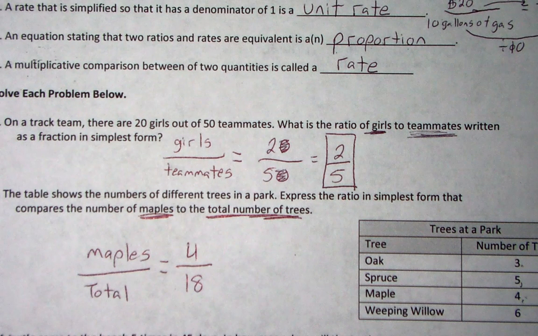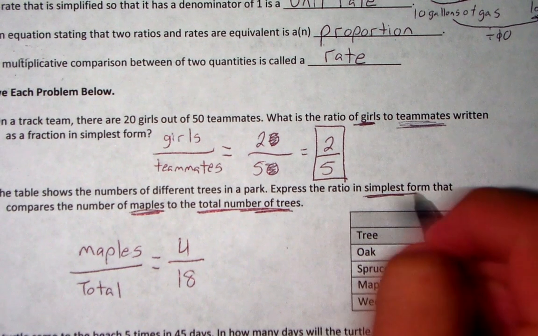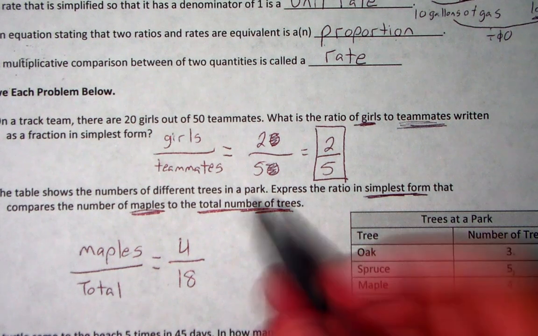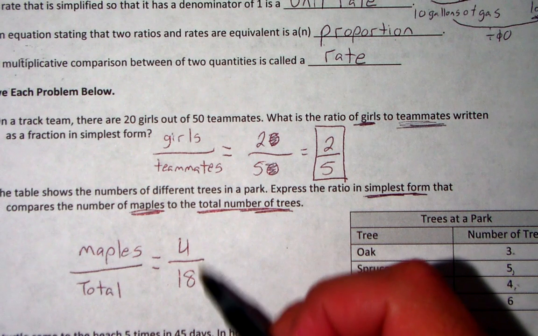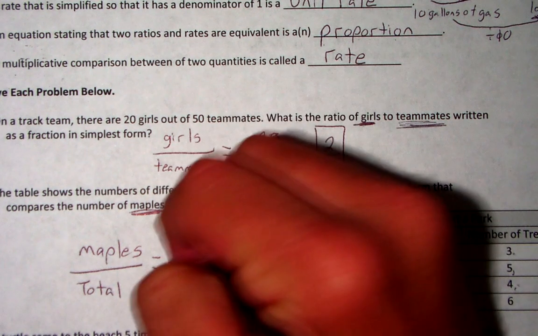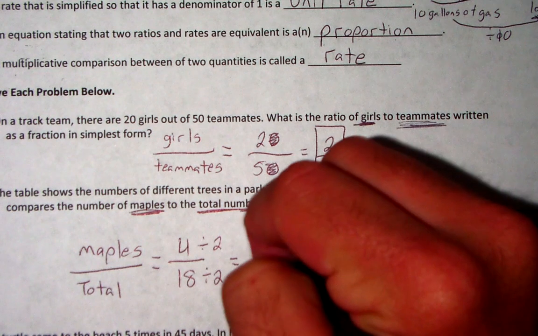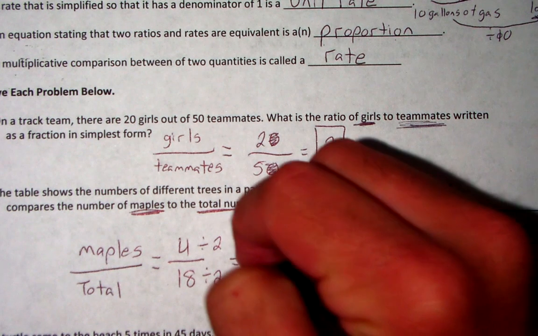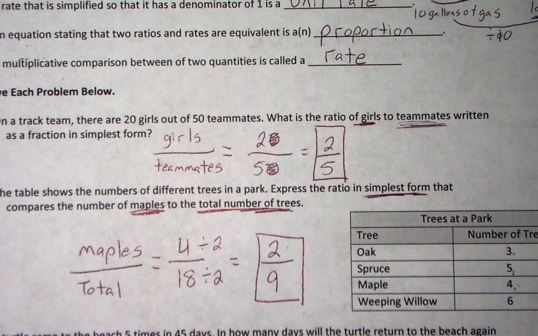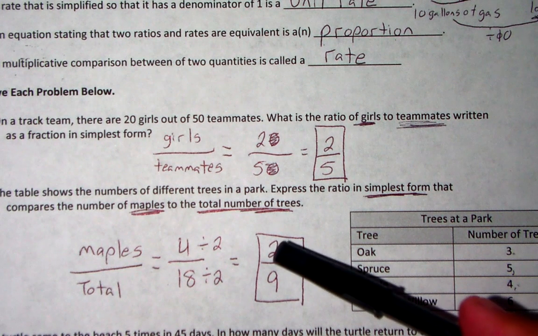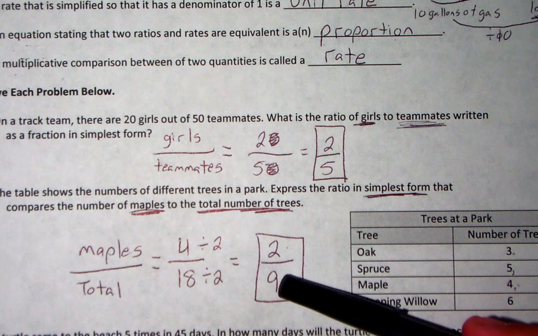So there's your ratio, but we're not done yet because it says to put it in simplest form. They're both even numbers, so that means they're both divisible by 2. So you should get a ratio of 2/9 in simplest form. So for every 2 maple trees, there's a total of 9 trees.